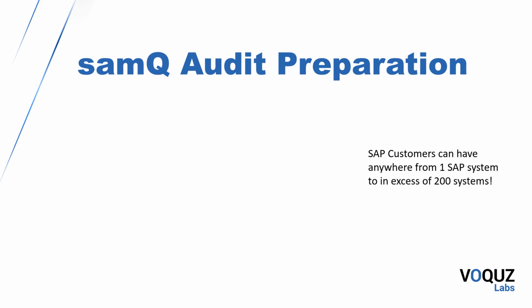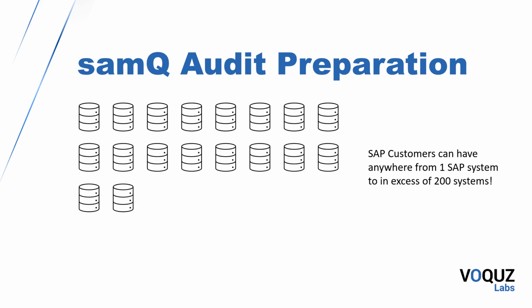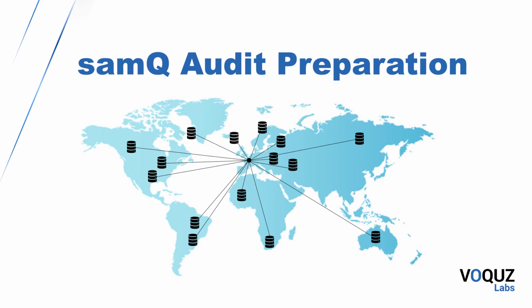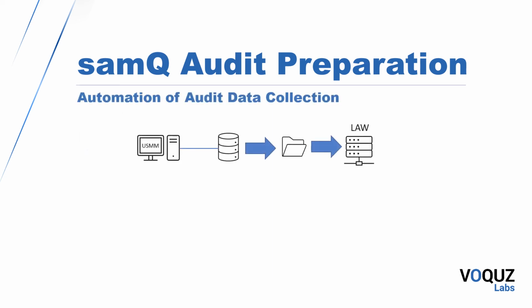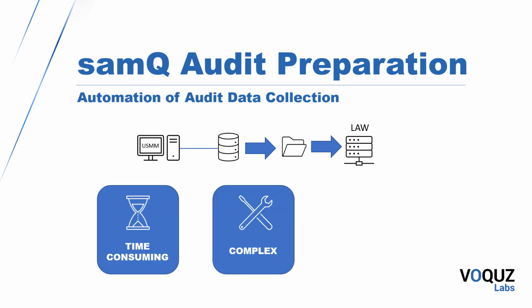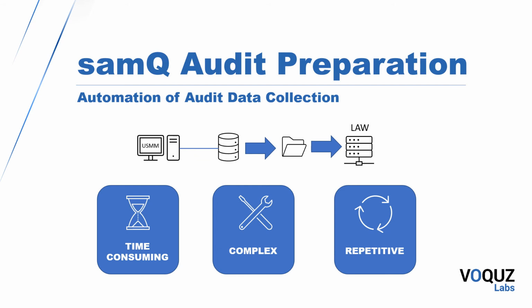SAP customer landscapes can range from one single system to dozens of systems, and in some cases in excess of 200 systems. Some customers also have to collect audit data from SAP landscapes spread across multiple geographic regions. This manual process is very time-consuming, complex to execute, and has to be repeated each and every time the self-declaration is due.